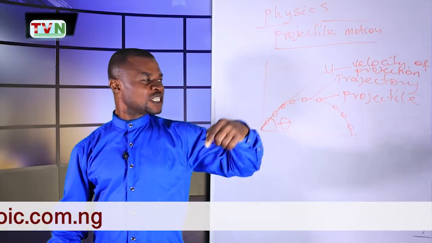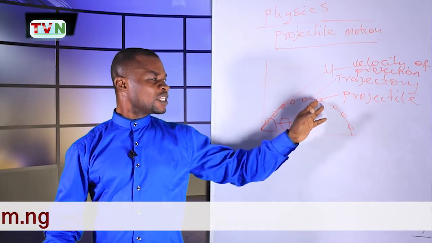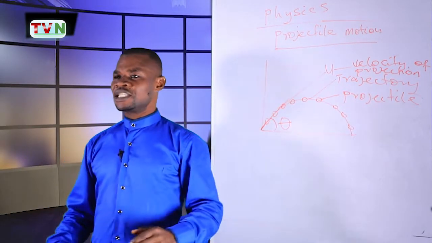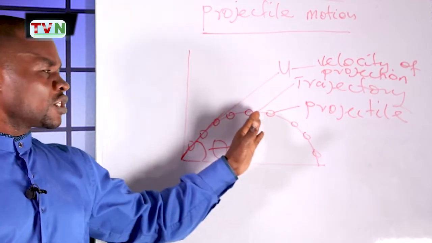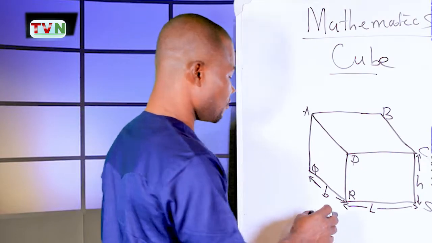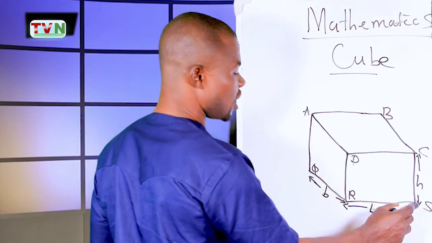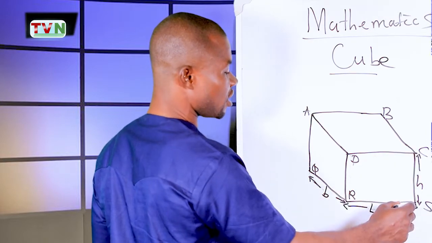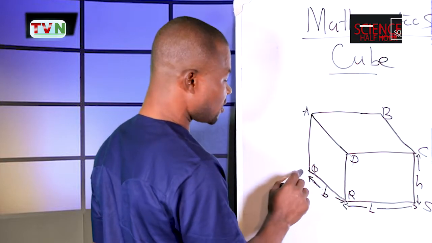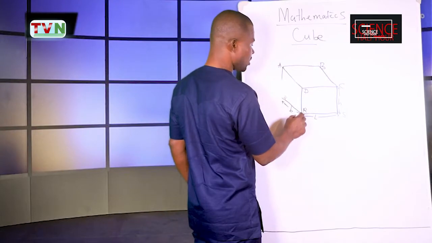It will start falling down. When the object starts falling down, then it means that the force of gravity has completely overcome the force of projection. The distance from here to here is the length, and distance from here to here is the height. The distance between here to here is the breadth.